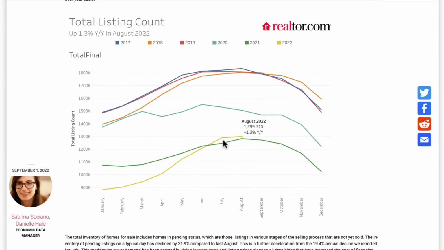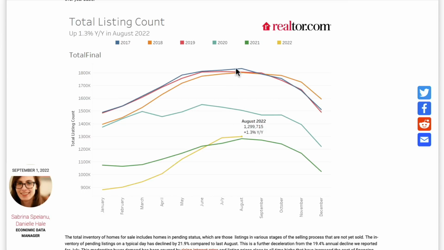Go to total listing counts. That almost went sideways. From July to August, it pretty much went sideways. And now it is that time of year where seasonal effects will take hold. If we look at pre-pandemic, it kind of went sideways over that period of time as well. So it's doing what it did pre-pandemic.